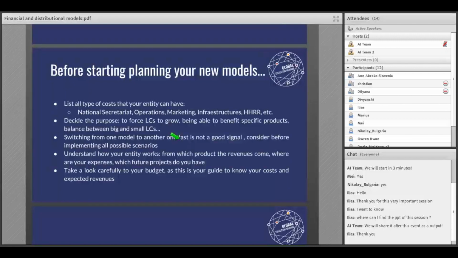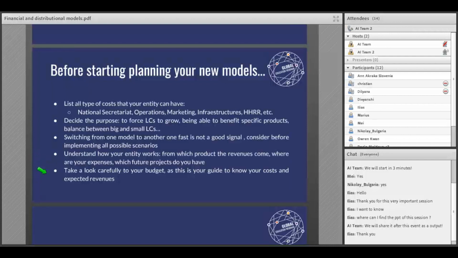Switching from one model to another fast is not a good signal, considering all possible scenarios before implementing. So it's not good to do it immediately or fast, except for some rare cases, mainly because you need to do some change management. Also, in terms of performance, you need to plan it out. How would it be sustainable in terms of your exchanges and in terms of your members' performance?